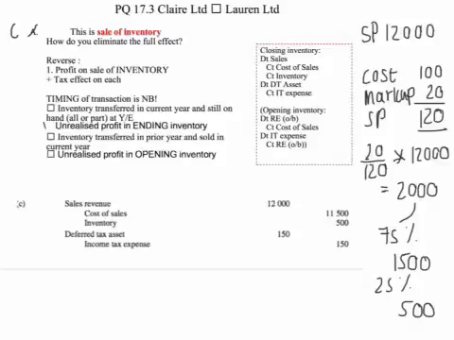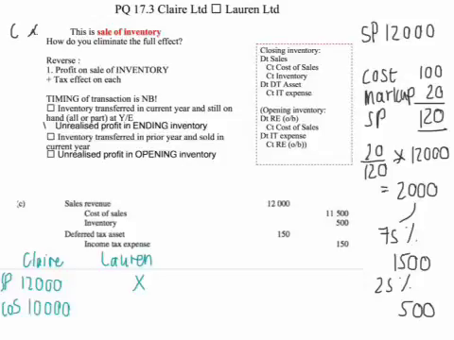And let's look at what happens in the companies. Clare has recorded sales of $12,000 and Lauren has recorded sales to the external parties of X amount that hasn't been given to us. The cost of sales for Clare on this transaction is $10,000, and for Lauren it would be 75% of the 12,000, which is the cost to them of the inventory. So that is $9,000.